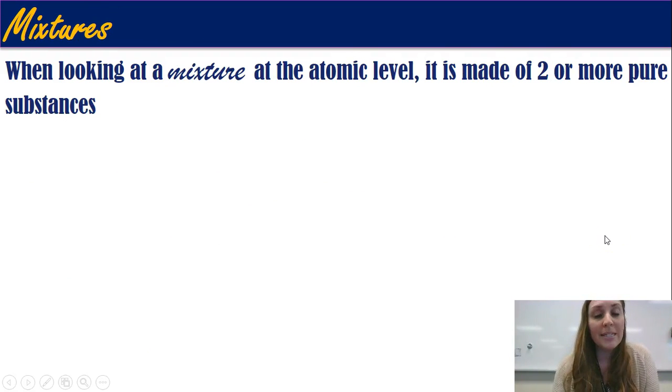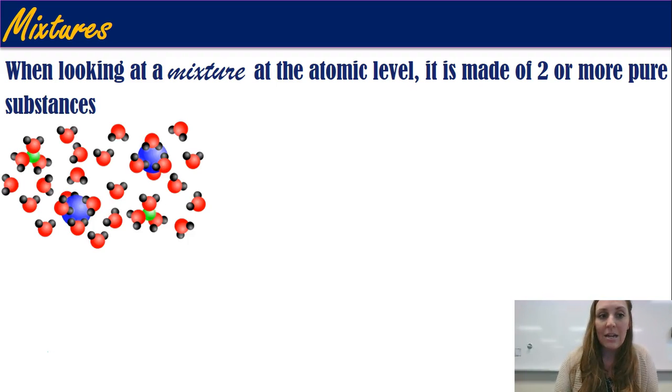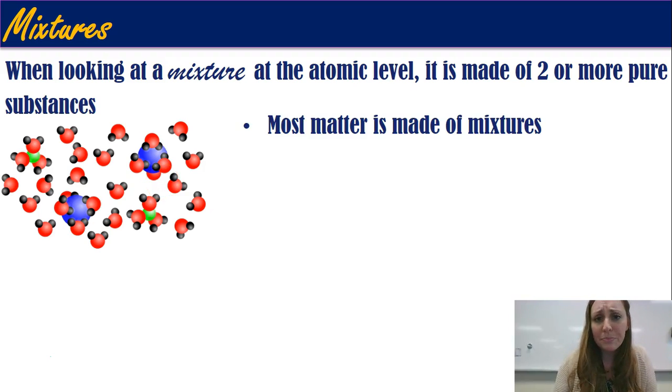That's it for pure substances. The other type of matter is going to be a mixture. When looking at a mixture on the atomic level, it's made of 2 or more pure substances. If you look at this, what we have here at the atomic level, you can see I've got this Mickey Mouse looking molecule, and then I've got this big guy over here, and I've got another here. So I've got multiple different things at the atomic level, so that's what makes it a mixture.